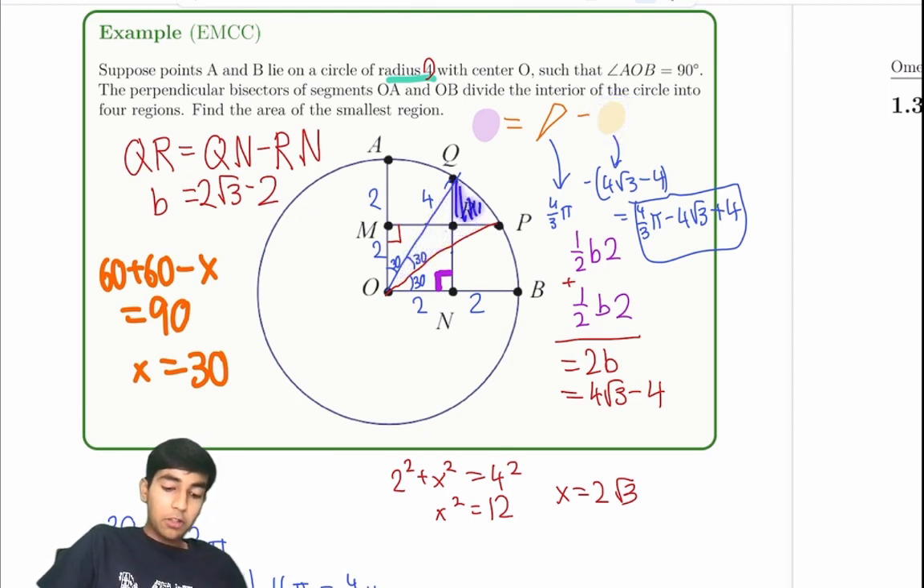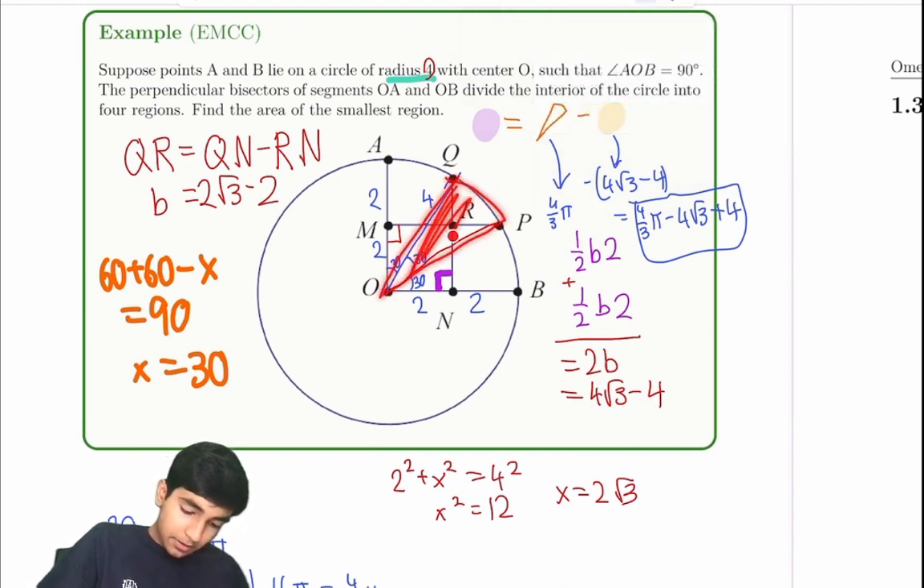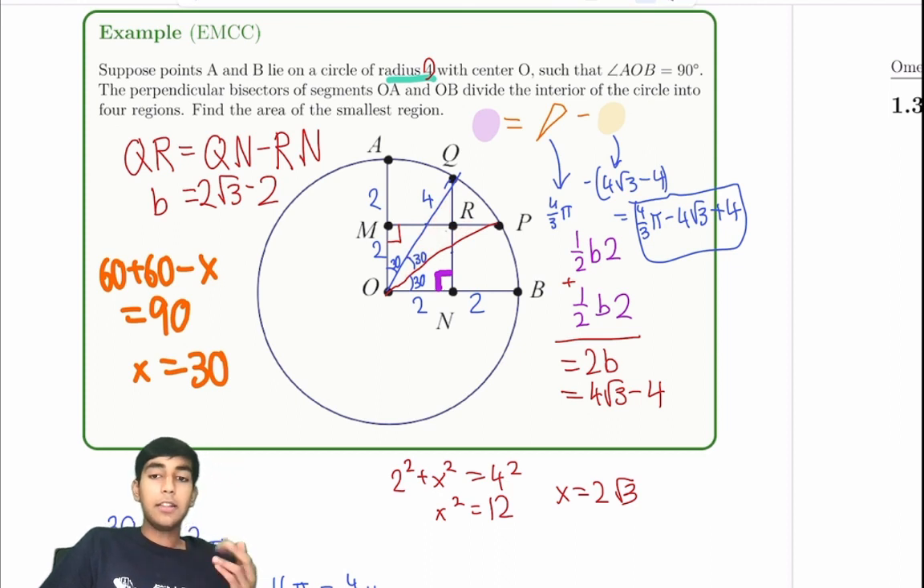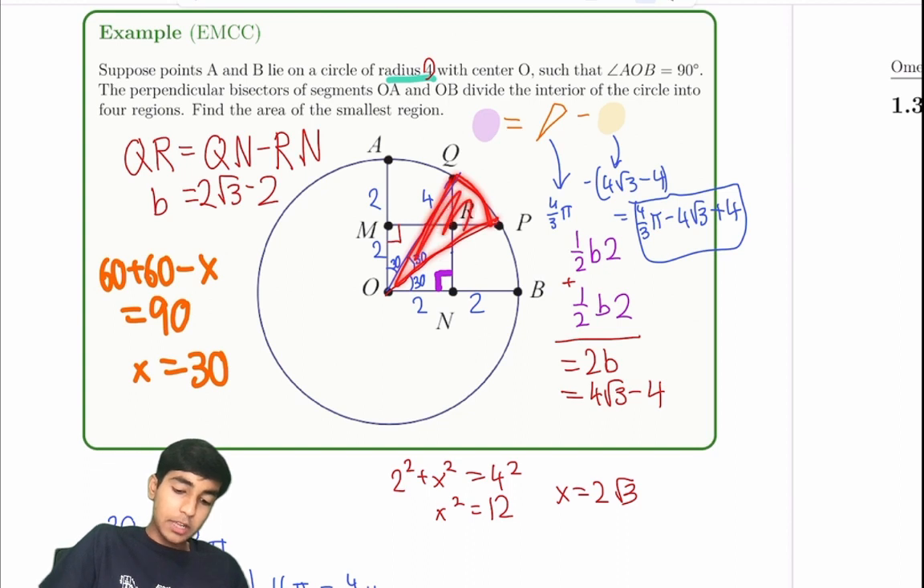So then the area of the smallest region is just the entire sector minus this part that we found here. And then we found the sector by just looking at the central angle using 30, 60, 90s. And the central angle we found to be 30. And then we found the area of the sector over here to be 4/3 pi. We subtracted it out and got our answer.